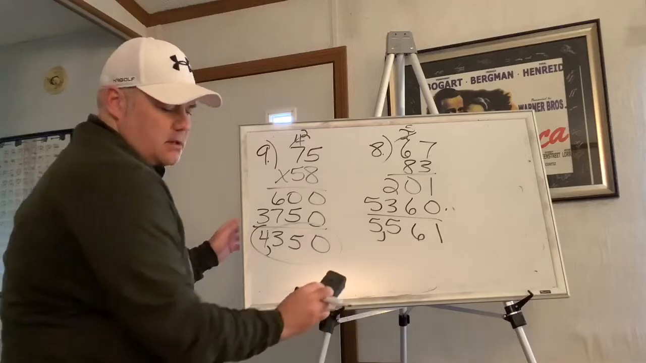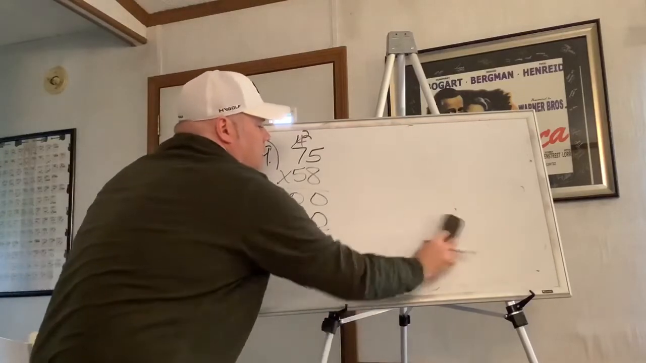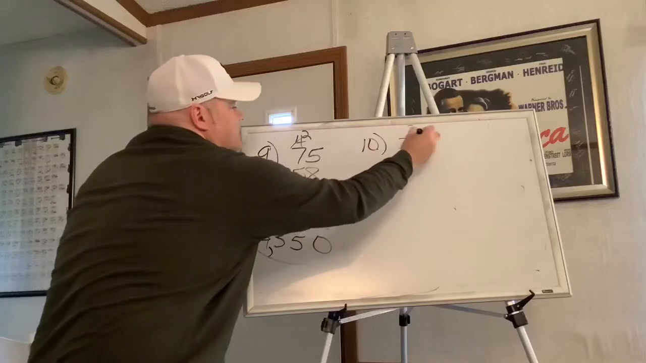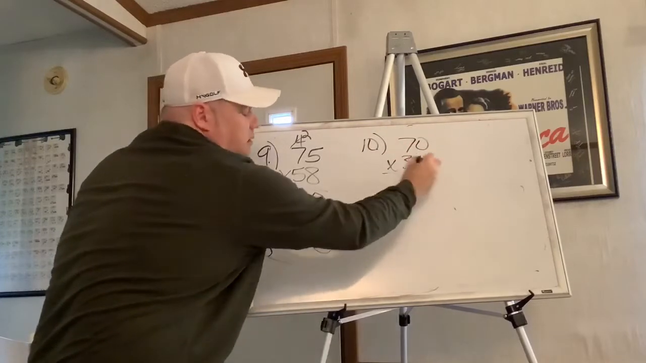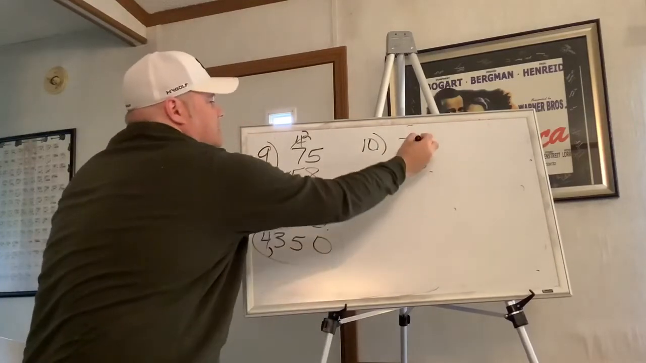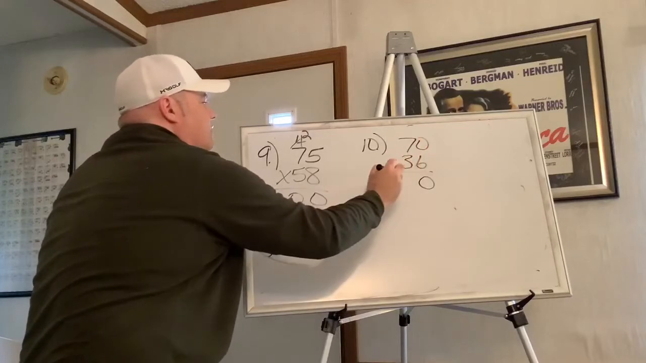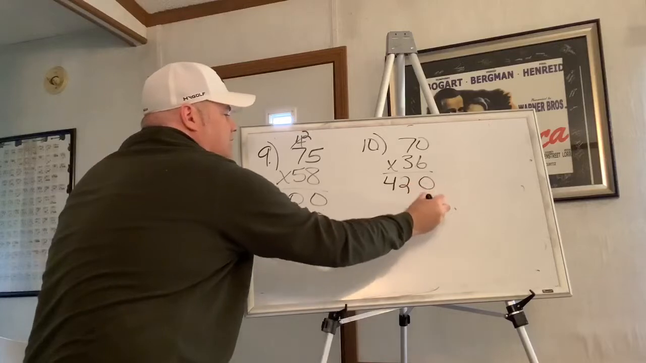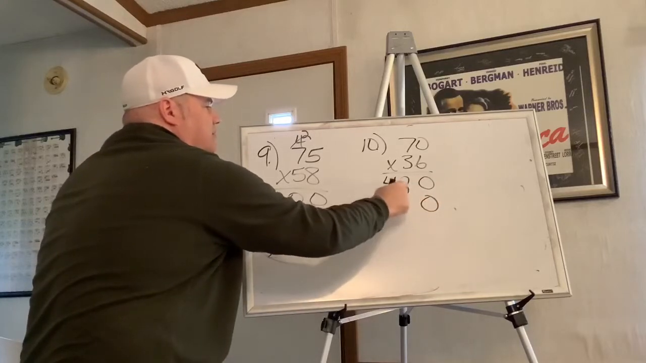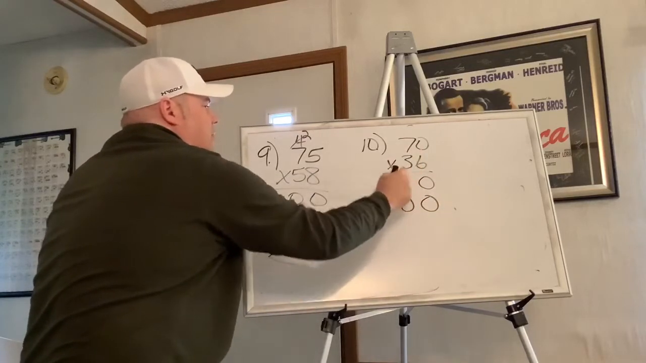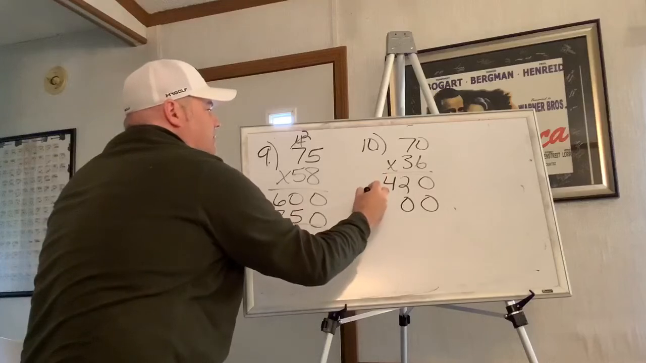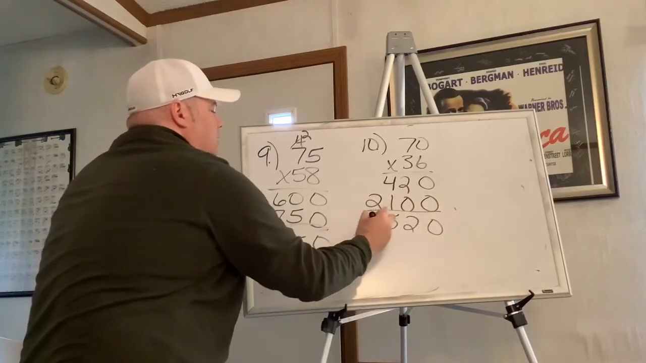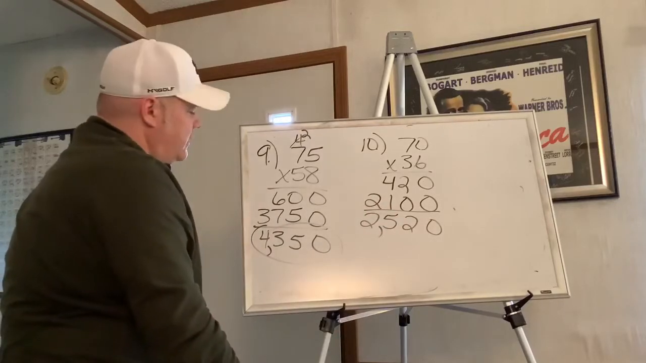Okay. Number 10 was 70 times 36. Okay. 6 times 0 is 0. 6 times 7 is 42. And then you start your next row. That's the 0 to start your next row. Then you do 3 times 0, then you do 3 times 7, and now you add, okay, 2,520.